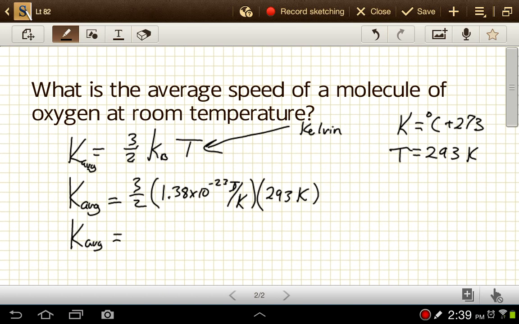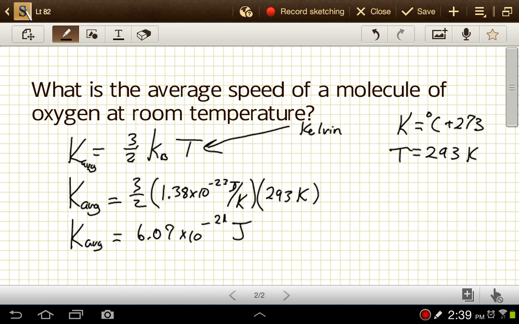So we get our K average is going to be equal, in this case, to 6.07 times 10 to the negative 21st joules. So not much kinetic energy for an average particle of oxygen.